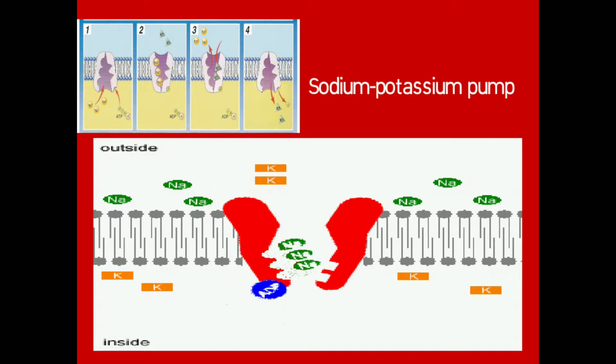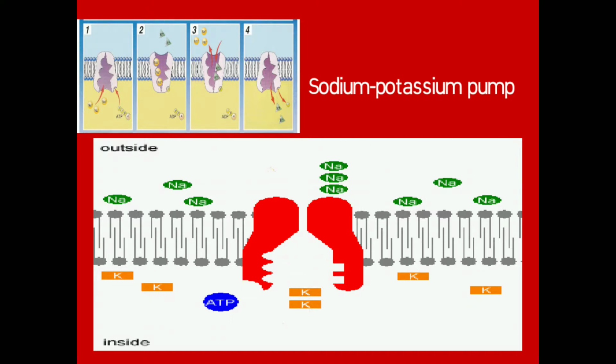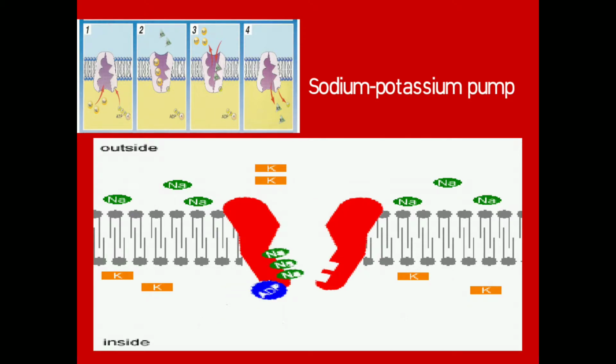Next, with the aid of this energy from the ATP, the sodium ions are released to the outside of the membrane. And then the new shape of the channel protein will allow two potassium ions to bind. Again, there is a release of phosphate from the ATP to release energy. With that energy, the channel will release the potassium into the inside of the cell. Those are the four simple steps of the sodium-potassium pump.